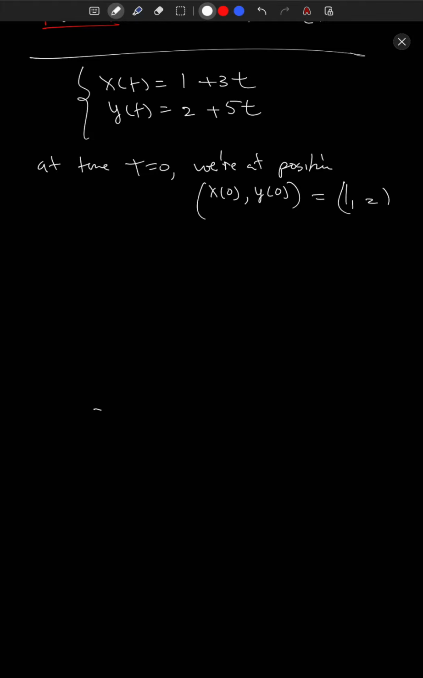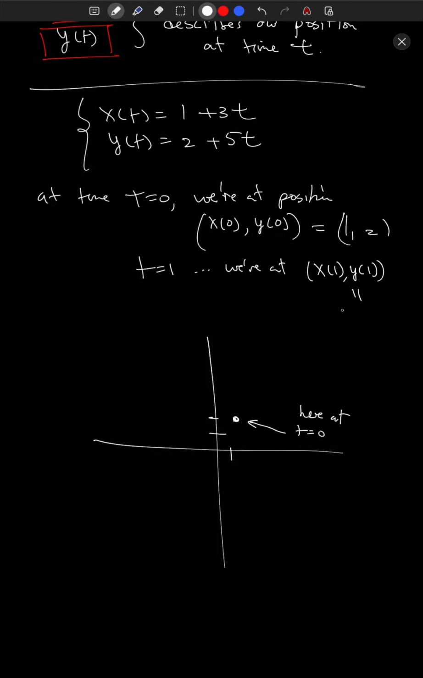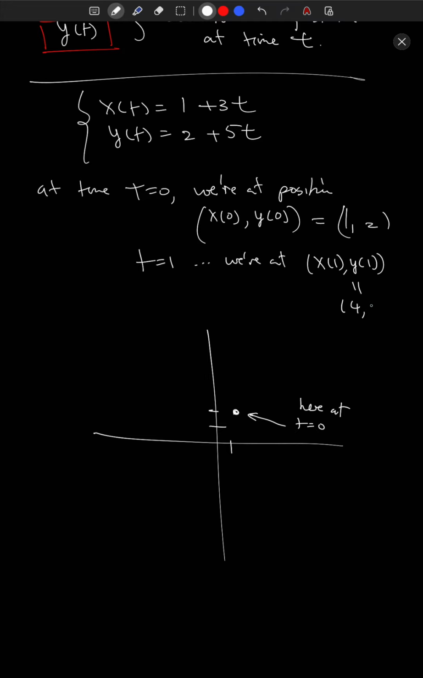Let me graph this as well. 1, comma 2. So I'm starting out here at time t equals 0. Let me label this t equals 0. That's where we are at t equals 0. We can figure out our position at any time just by plugging that time into the equation. So at time t equals 1, we're at x of 1, comma y of 1. Plugging 1 into the x function, I get 4. And plugging 1 into the y function, I get 7.